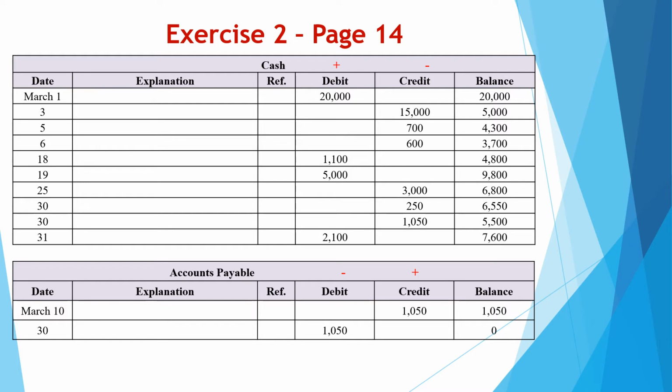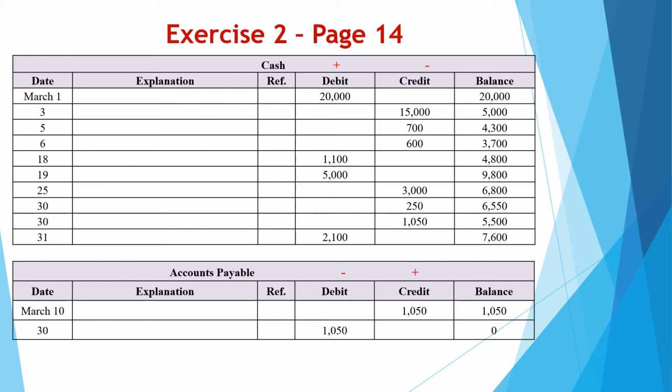We look to the general journal and we find it is on March 3. On March 3, the cash in the general journal is in credit for 15,000. We need to transfer this credit amount to the ledger. So in the ledger, we enter the date, which is March 3. In the credit column, we put 15,000 since the cash was credit 15,000 on this date in the general journal.